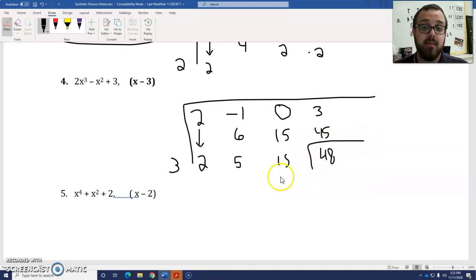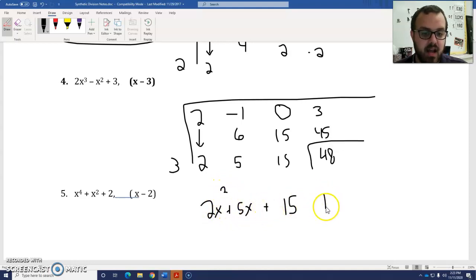Okay? Now, that means that this does not go in evenly. x minus 3 would not be a factor of that. So I write this out as 15 is my constant term, 5x, and then we have 2x squared. So that would be my answer, and then I have a remainder of 48.